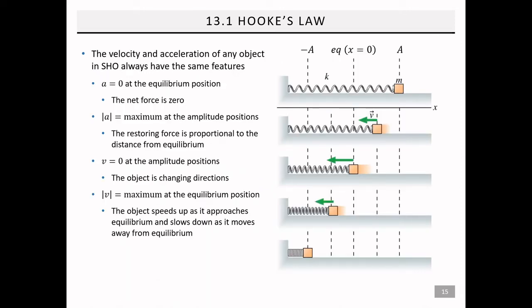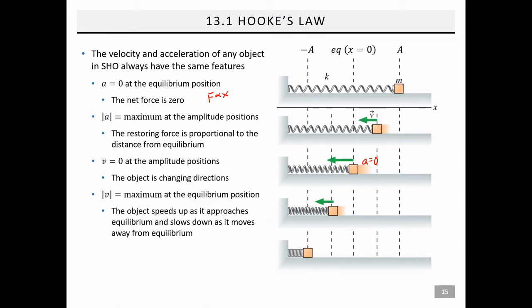All objects undergoing simple harmonic motion share these features. First is that the acceleration of the object is 0 as the object passes over the equilibrium position. So in the middle picture, we can write a = 0. This is true because we require that F is proportional to the position of the object. So if x = 0, then both the force and the acceleration will be 0.